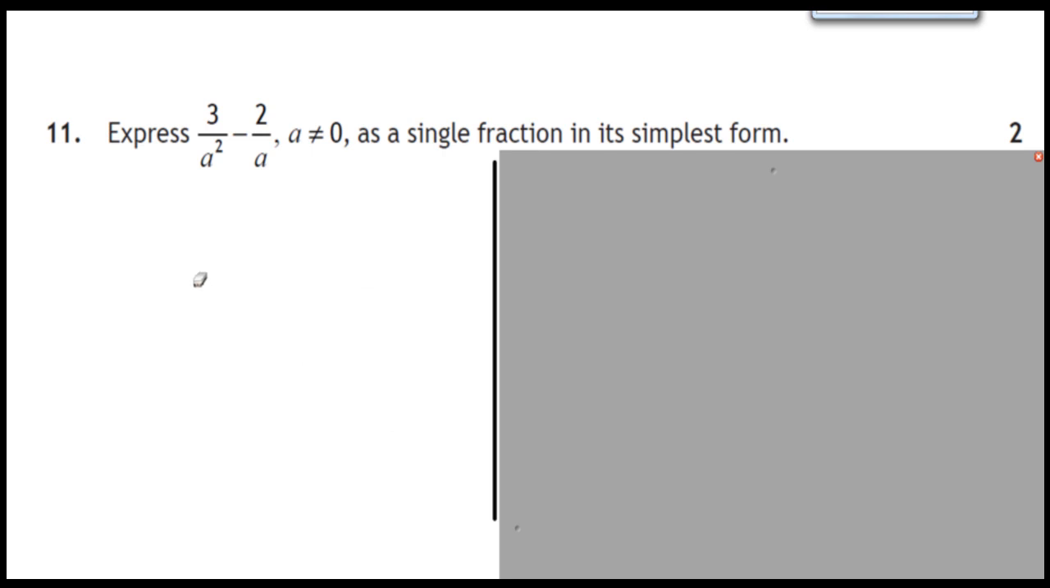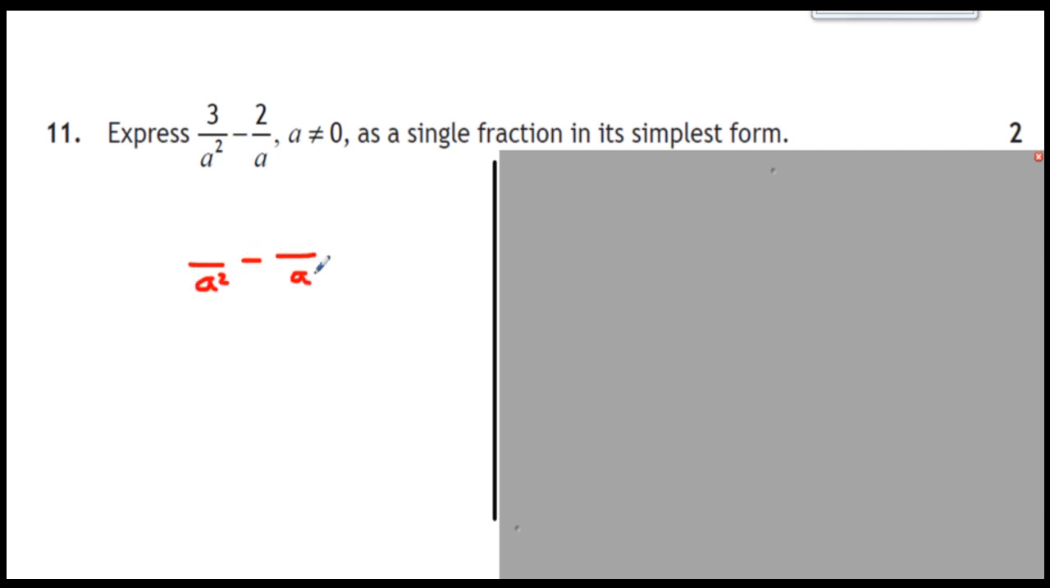Express 3 over a squared minus 2 over a as a single fraction in its simplest form. So the first thing we do when we have got a fraction, we find our common denominator. Now you always check, the smaller one, can it divide into the bigger one? Yeah, in this case it can. So therefore my common denominator is actually a squared. Okay, so I'll write down a squared for each of them.